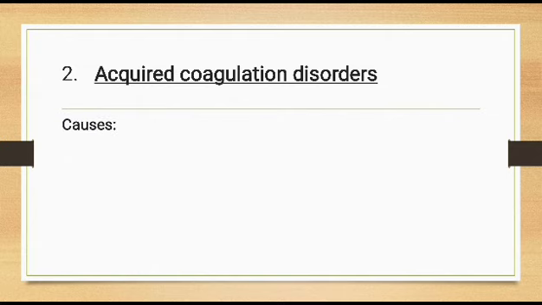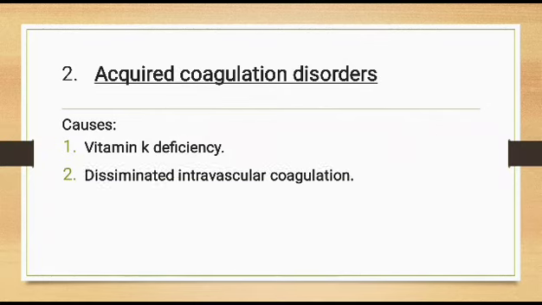Acquired coagulation disorders may be caused by so many factors. Number one, vitamin K deficiency. As you know, factors 10, 9, 7, and 2 are dependent on vitamin K. So any deficiency of this vitamin will lead to problems in activation of these factors, as they are called the vitamin K-dependent factors, and may lead to bleeding.